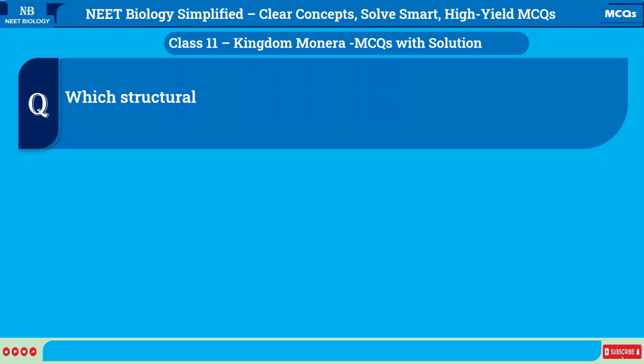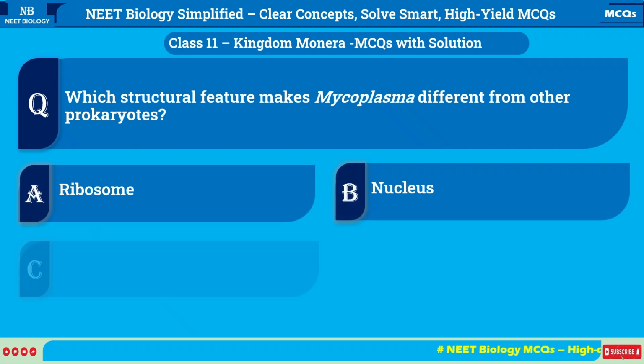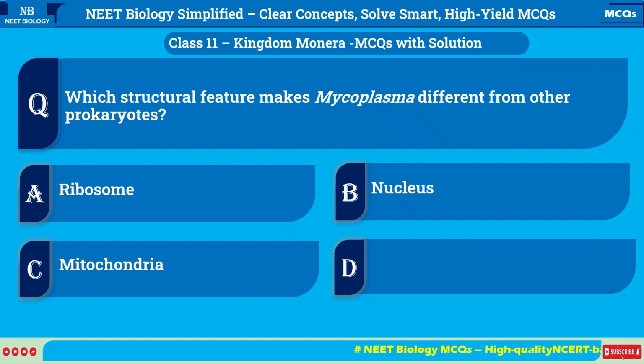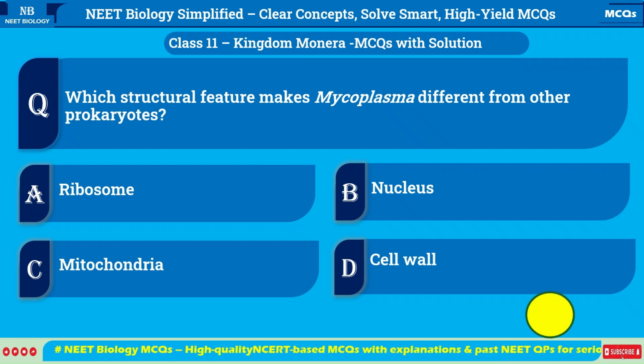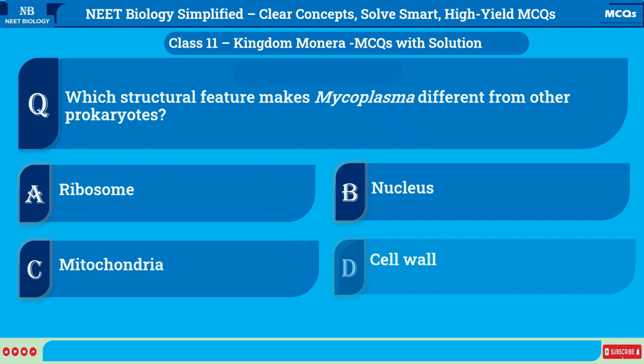Which structural feature makes Mycoplasma different from other prokaryotes? A. Ribosome. B. Nucleus. C. Mitochondria. D. Cell wall. Correct answer is D. Cell wall.